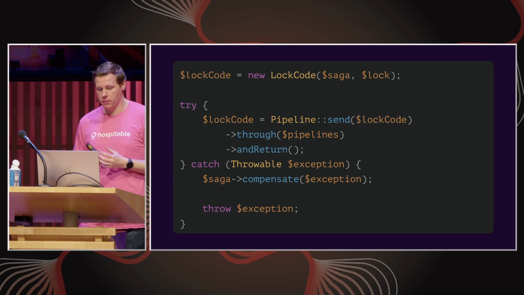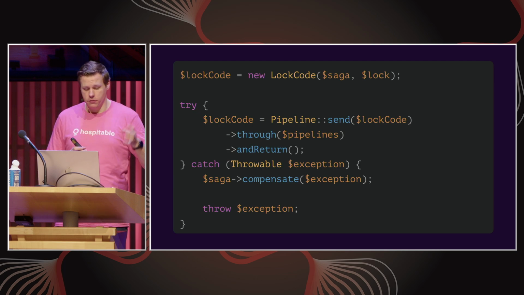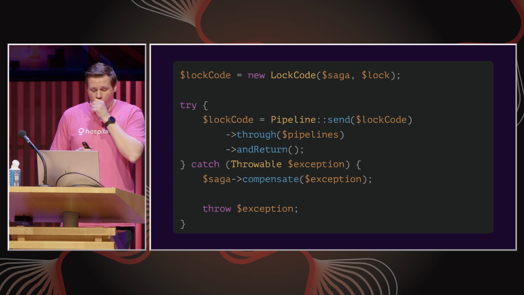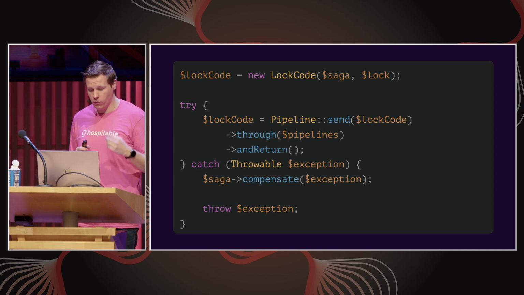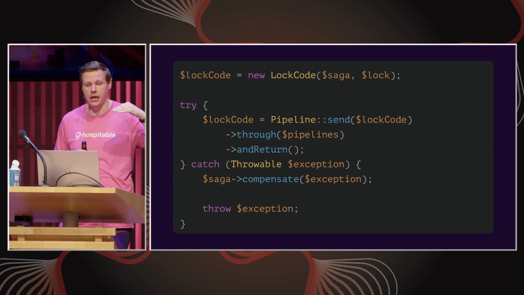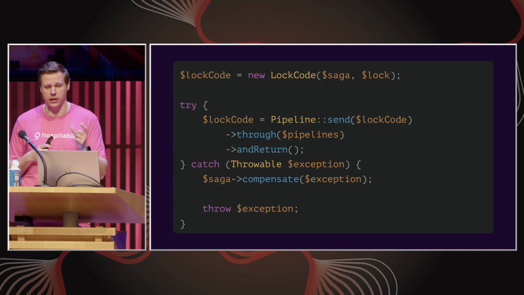So if we, for example, look at how this works with a pipeline, we have a new value object. We start the pipeline, we send it through the pipelines, and then on the catch, we have this compensate action, where we pass in the exception, and every compensate can decide on its own exception. So there might be a specific API exception that we are looking for to compensate on. There might be another exception we don't care about, and then we don't compensate. So that's very flexible.